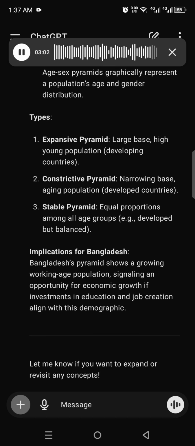Implications for Bangladesh. Bangladesh's pyramid shows a growing working age population, signaling an opportunity for economic growth if investments in education and job creation align with this demographic.